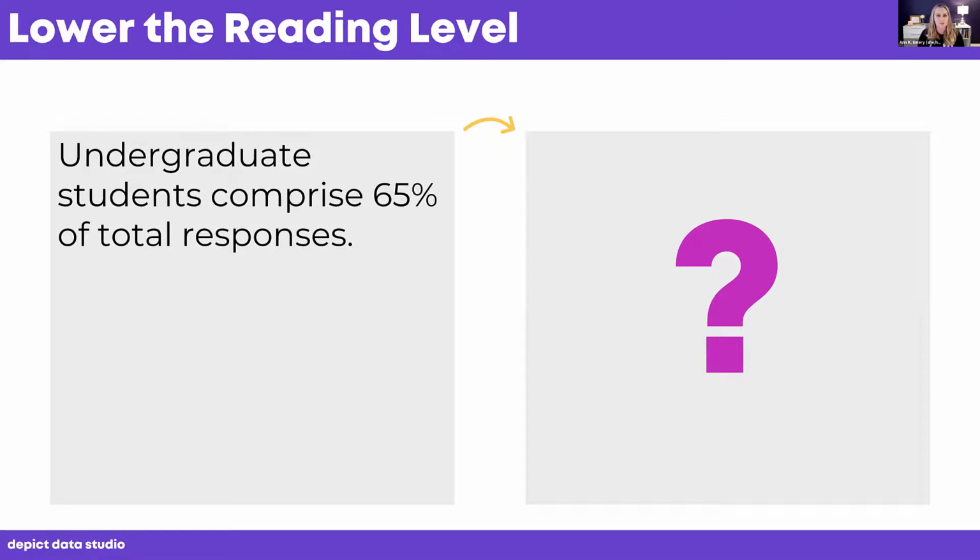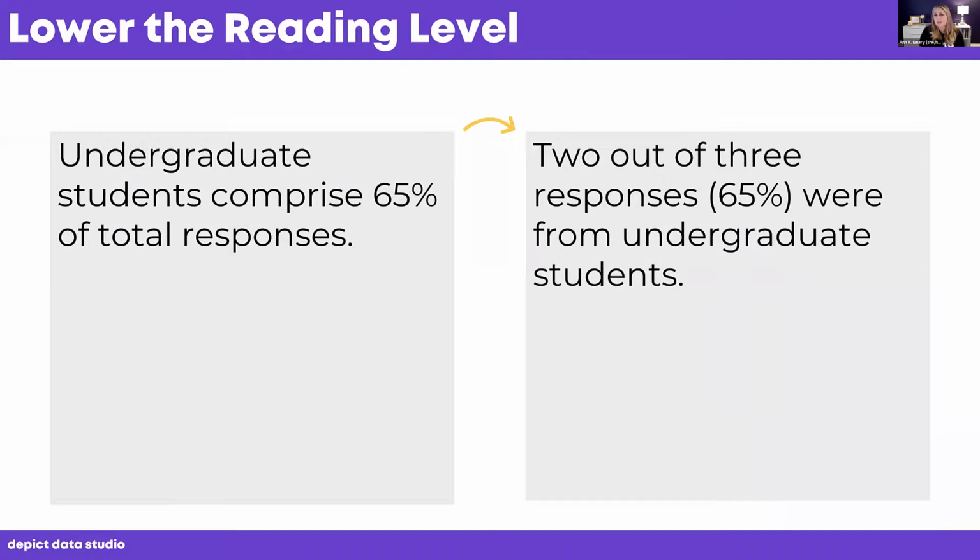Undergraduate students comprise 65% of total responses. Somia says, and Kimberly and Kate, do you all have the same idea? 65% of responses were from undergraduates. Yep. You could even shorten that to 2 out of 3 or 2/3. We'll talk about numeracy level next, time permitting.